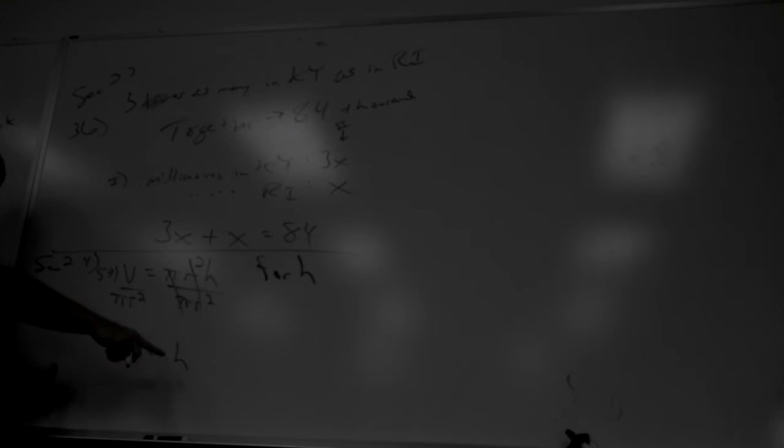So, I was lazy here. Let me write it. H is left alive here. You write on the same side. H is left alive here, right? Right, H is the only thing left there. Yes. And then what's on this side? V over pi r squared.